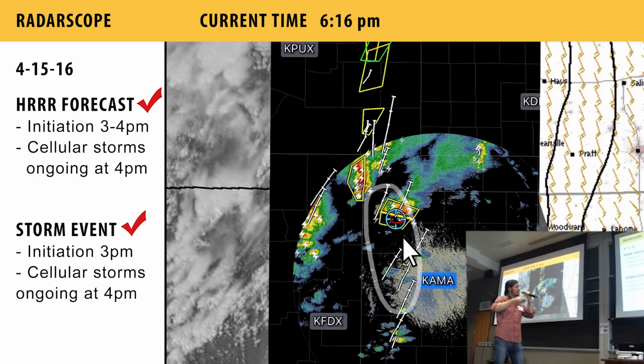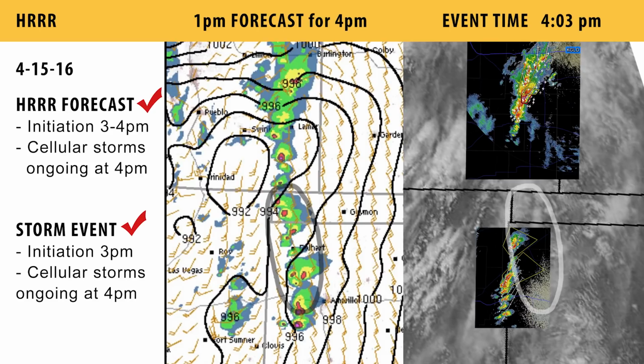Here I am at 6:16 p.m. I'm on the tail end, strongest cell. It's tornado warned, and it produces a couple of tornadoes. Here's a comparison of the 1 p.m. run to 4 p.m., what actually happened. So what actually happened, the cells are a little bit further west, but not too bad, right? B plus, A plus maybe, depending on if you made the model or not.